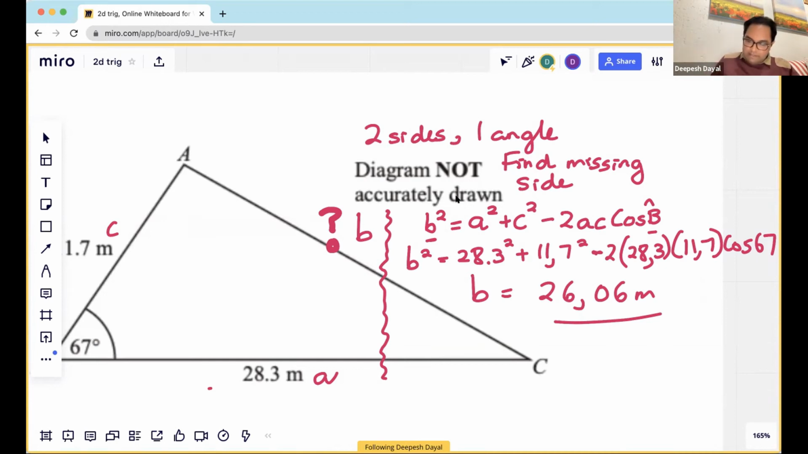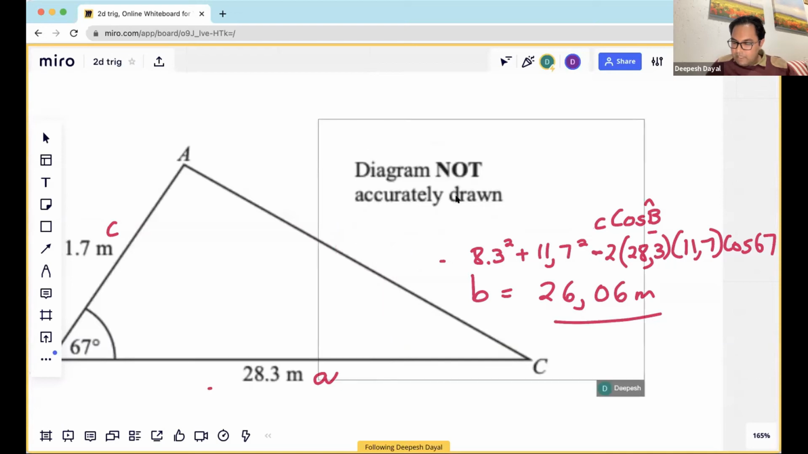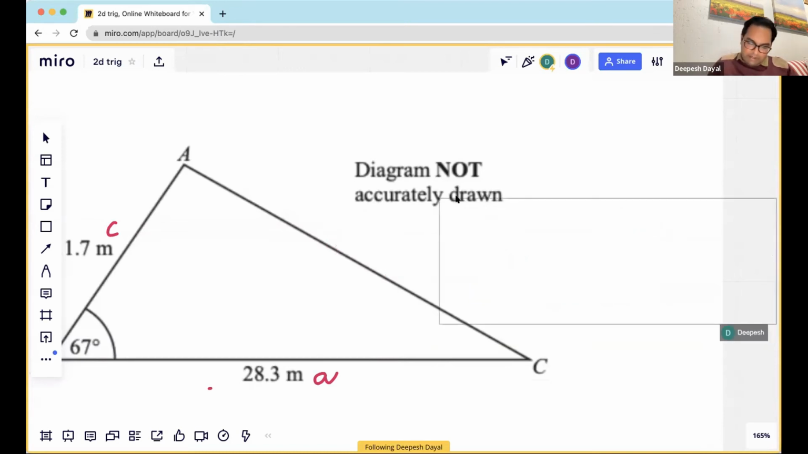Okay, and then lastly, we're going to look also at the area rule for this one. The question can say, so this first part was find B. I'm going to erase this and say find the area of this triangle. Here we're going to use the area rule, and the area rule, remember, was half AB sine C, or it's half side with an angle between it.